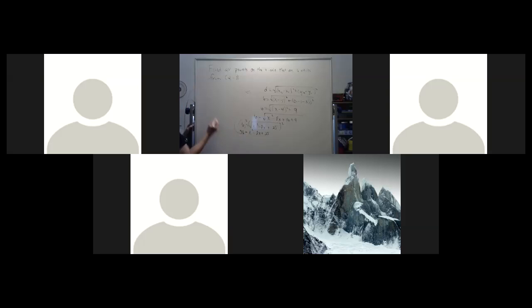Okay, if you move the 36 over by subtracting it, you're going to get 0 equals x squared minus 8x. 36 from 25 should be what, 9? Is that right? 25 minus 11, isn't it? 11, yeah. I don't like your way of solving it. I like my way of solving it.